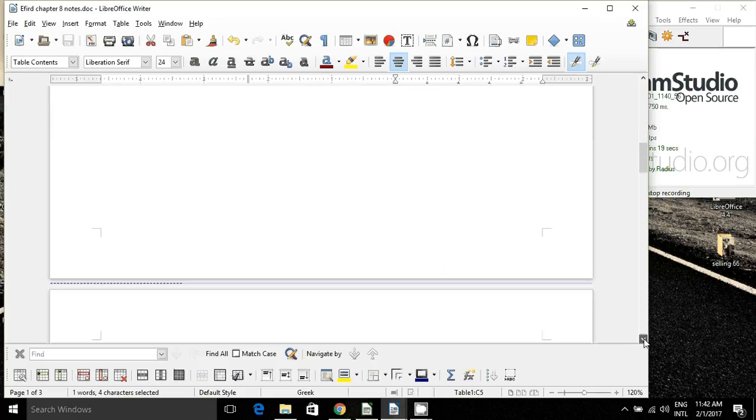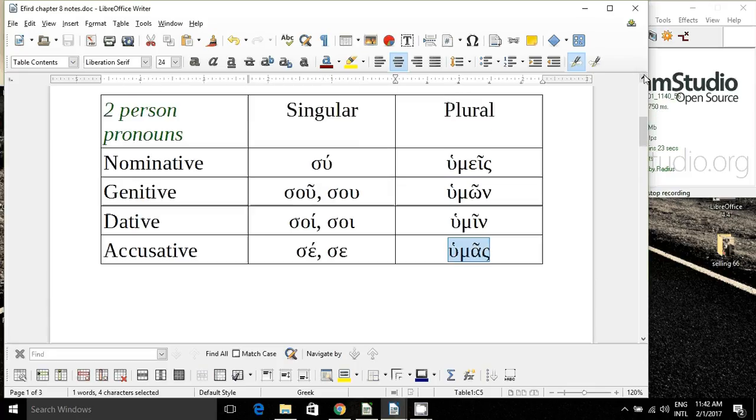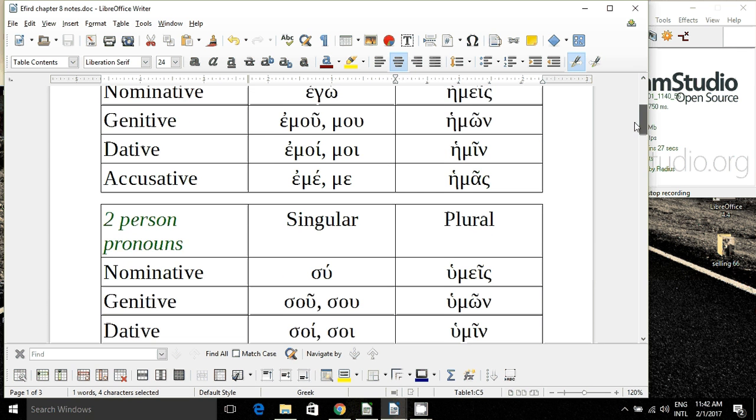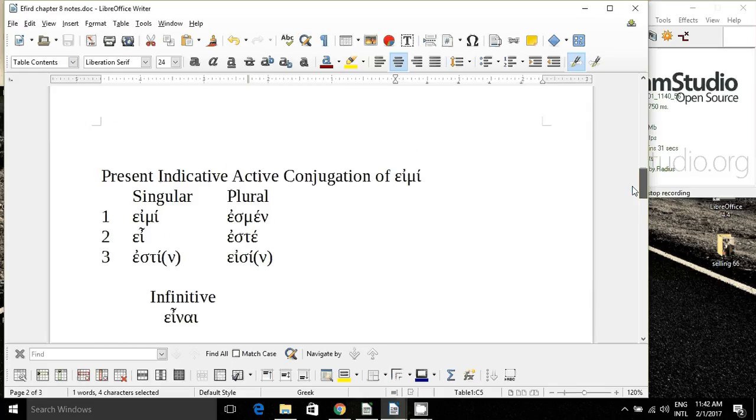Okay. So those are easy. You just need to learn them. It's essentially learning another noun, a little set of endings to learn. So make flashcards of each of those. And then here's something else to make a flashcard of, the verb to be.